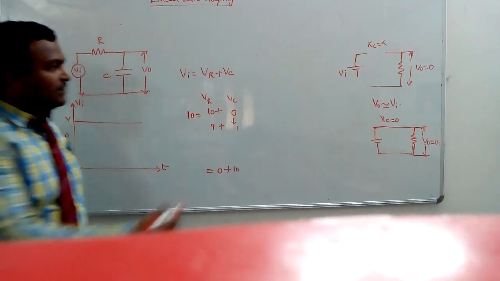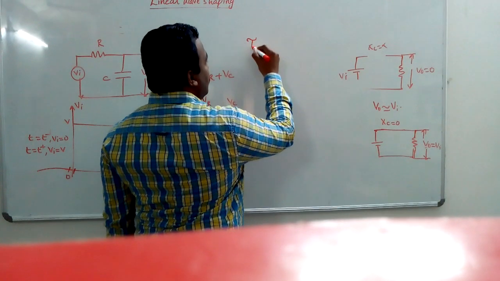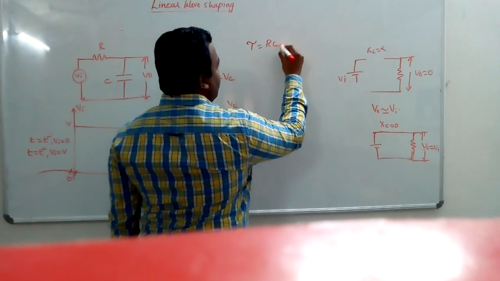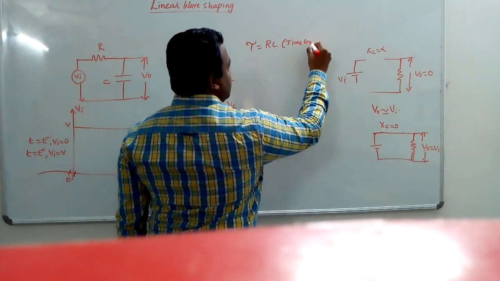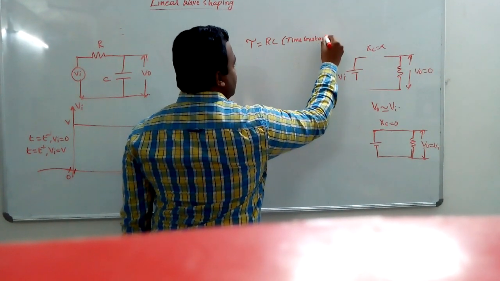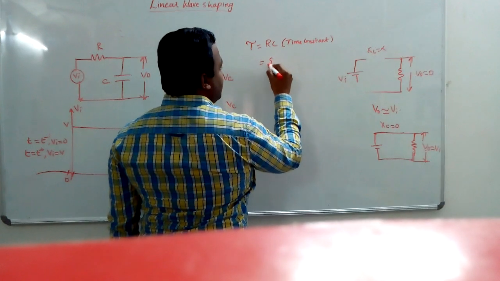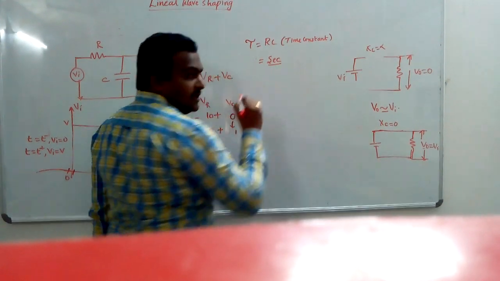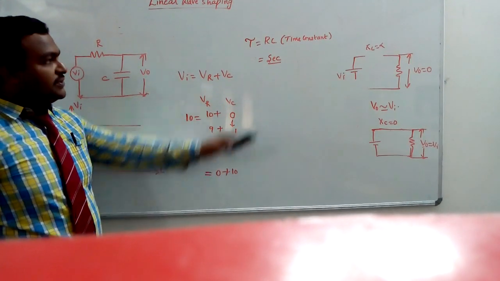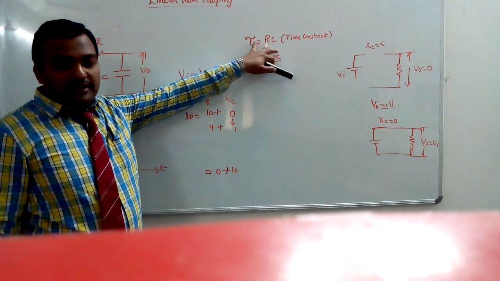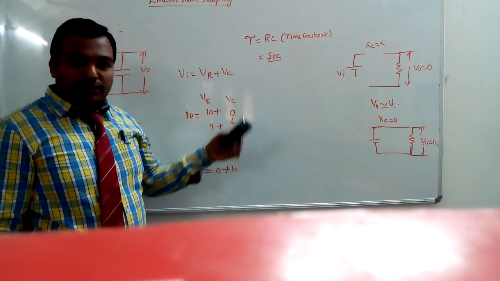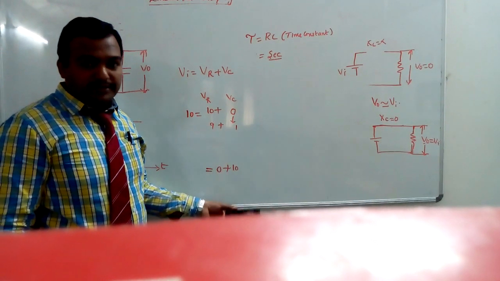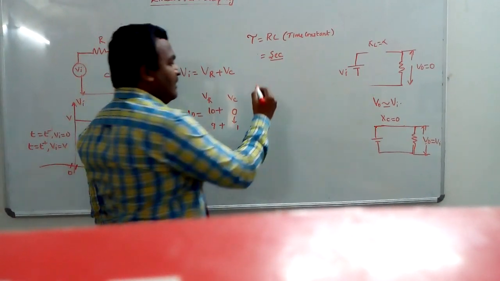So we introduce one more term known as tau. Tau is nothing but RC, which we define as the time constant. It is called the time constant because the unit of tau is also seconds. So by choosing the values of R and C, we may get either a large time constant, a short time constant, or a medium time constant.